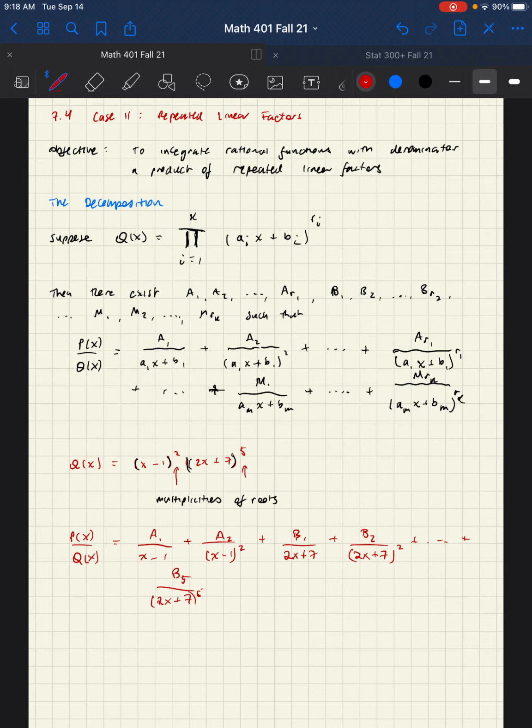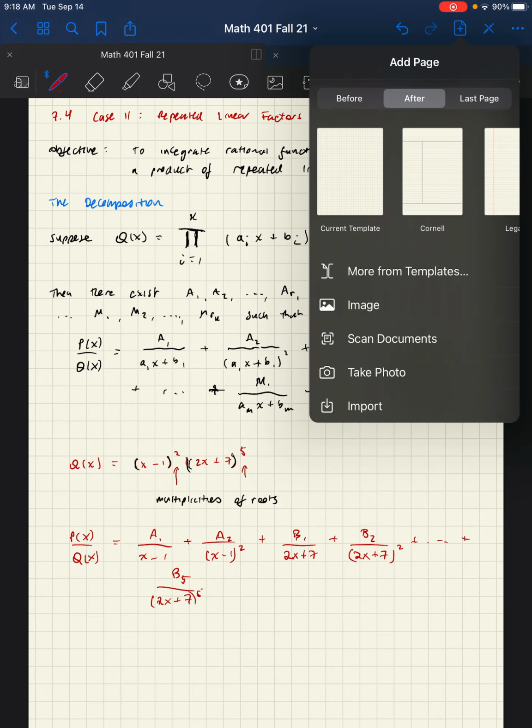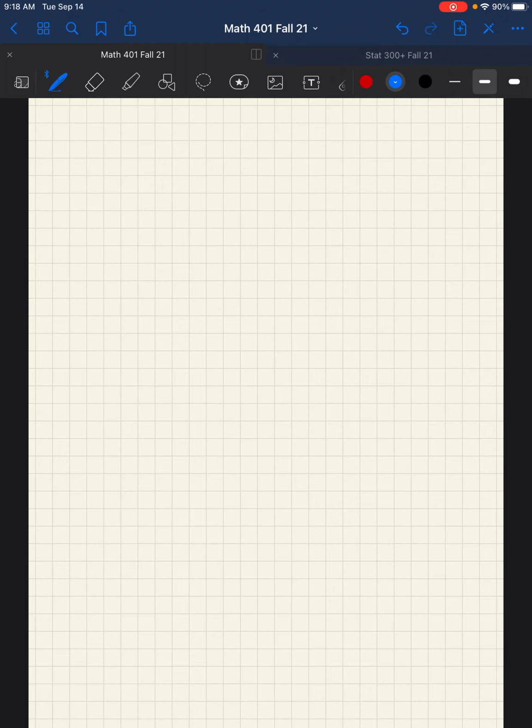So each linear factor is going to be repeated in this sum, the sequence of terms here, up to the amount of times equal to the power. Okay, let's see one of these in practice. It's easier to see it with a real example.